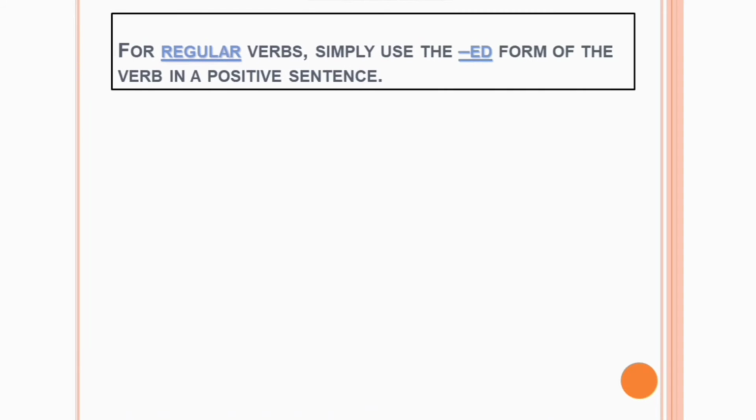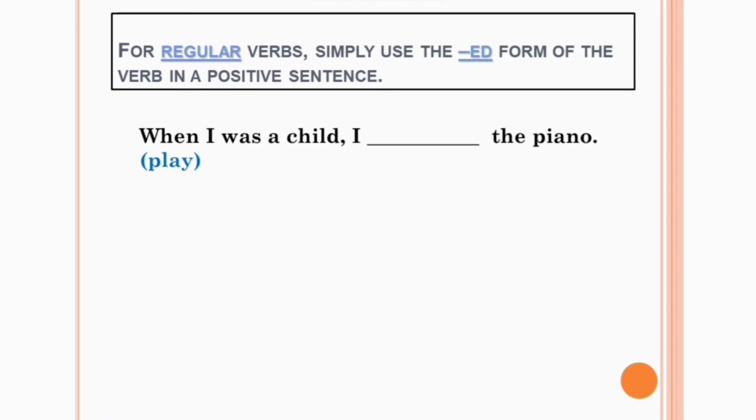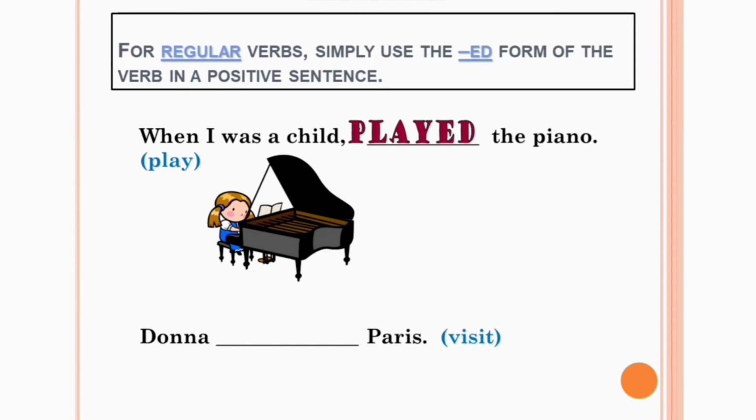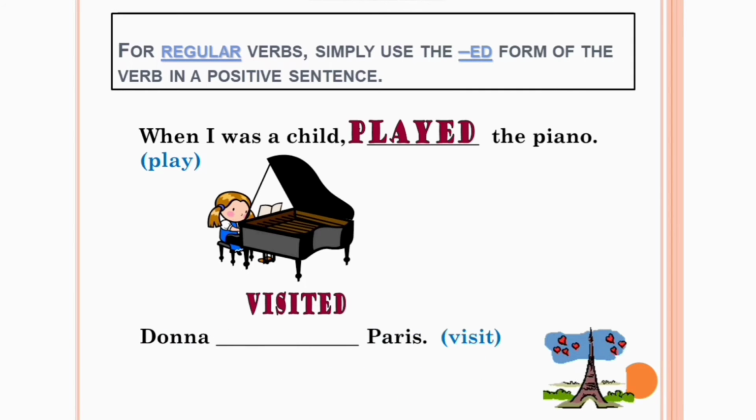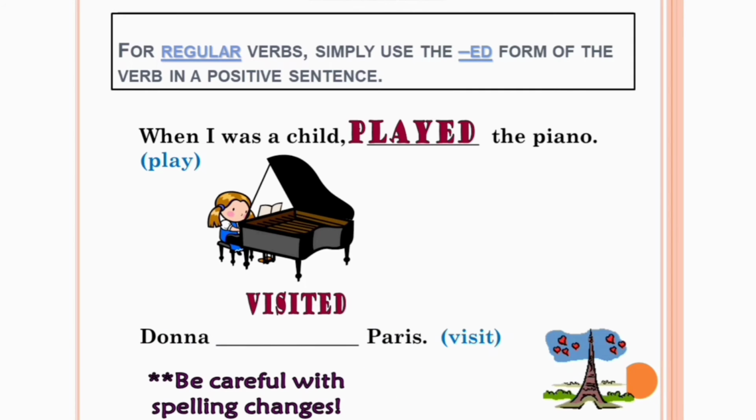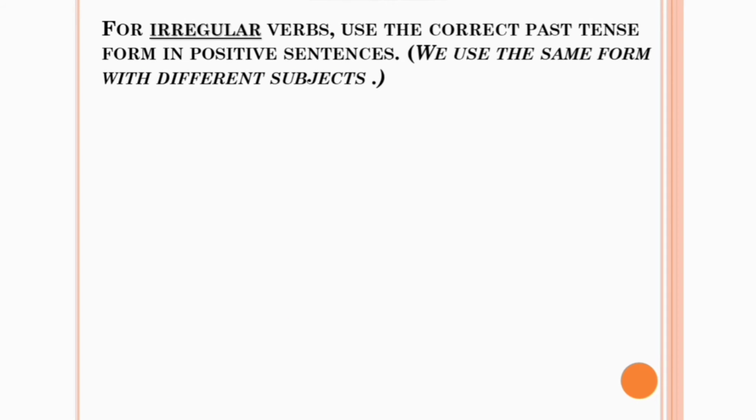For regular verbs, simply use the ed form of the verb in a positive sentence. When I was a child, I played the piano. Dana visited Paris. Be careful with the spelling changes. For irregular verbs, use the correct past tense form in positive sentences.